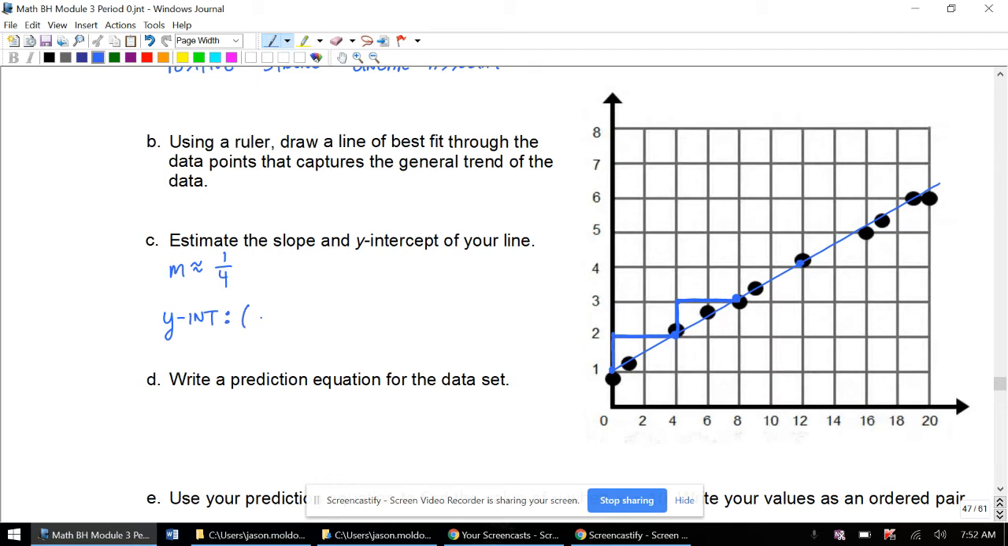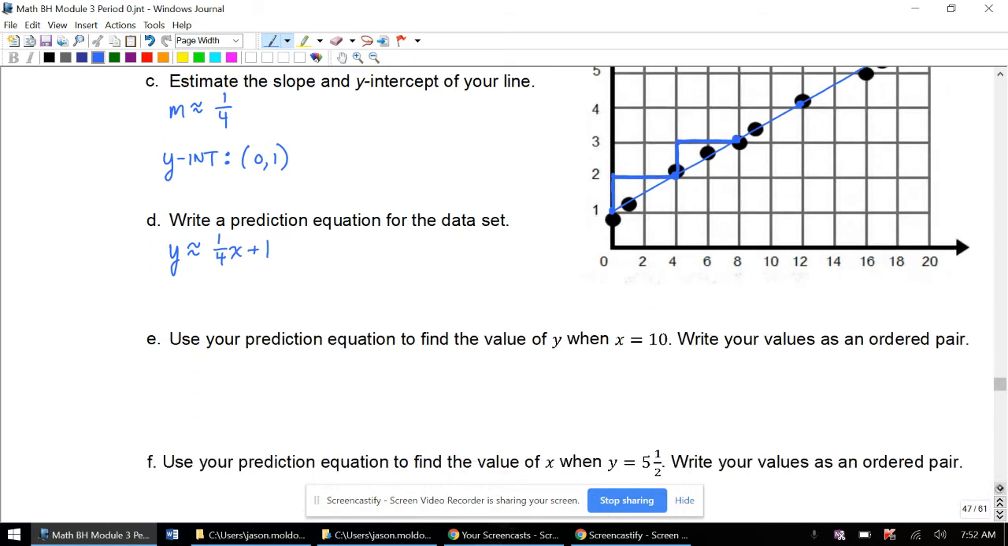And I'm going to say that my y-intercept is at (0, 1). So that means that our prediction equation is that y, and we're going to put approximately equals, 1/4 x plus 1. And this will vary a little bit when you do your own, in that you might not have the same exact equation, but it should be, for the purpose of this problem, a slope between 0 and 1, a fraction, and a y-intercept that's pretty close to 1.